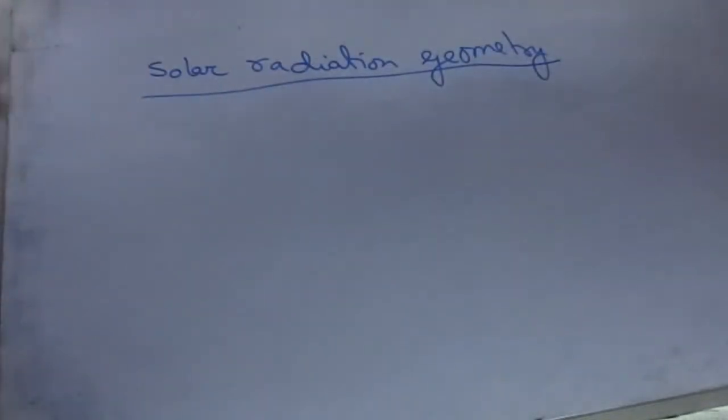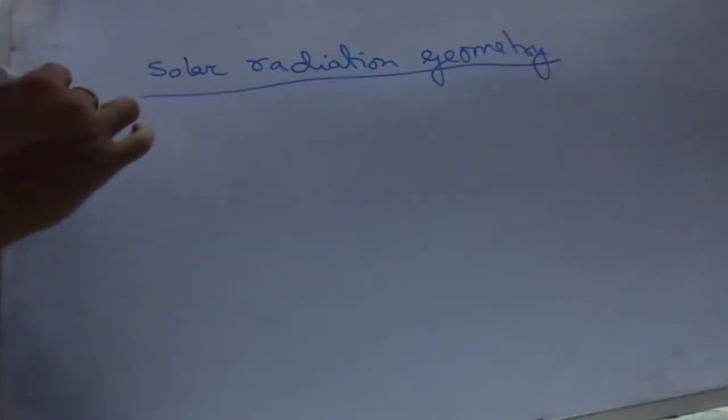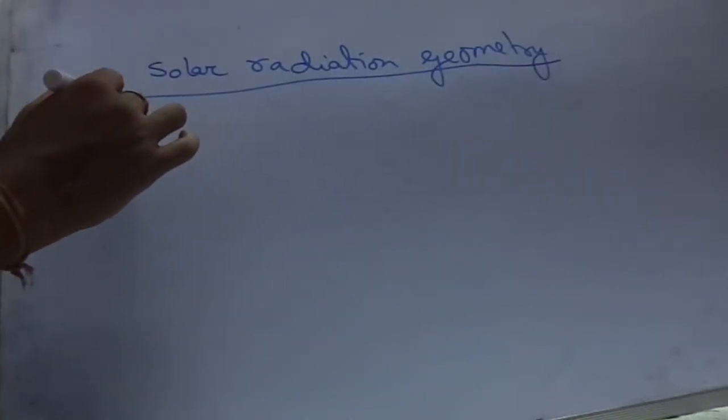Today I discuss solar radiation geometry. Solar radiation geometry. Okay. First one, latitude. That is the angle of latitude, represented by phi.